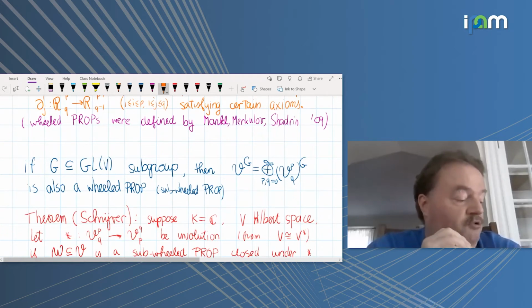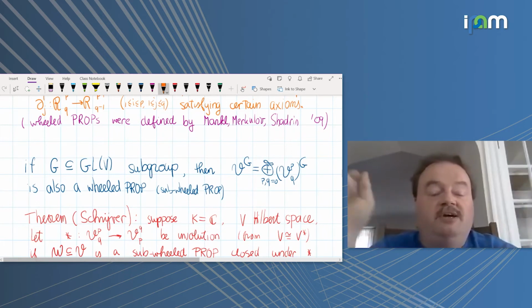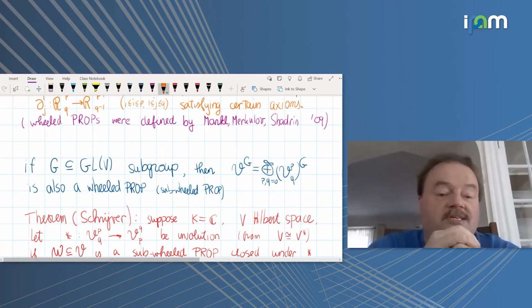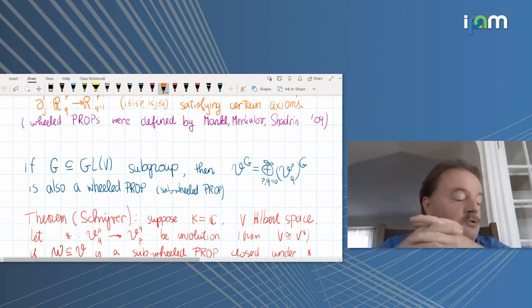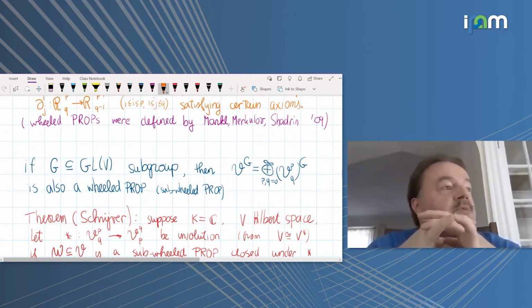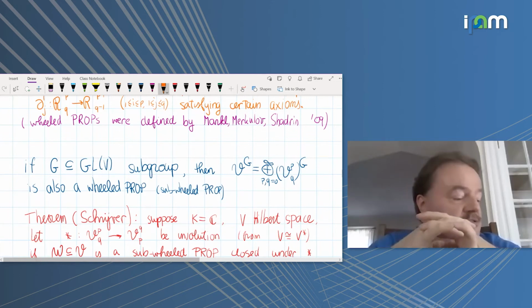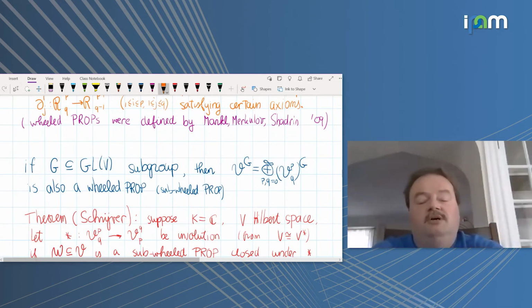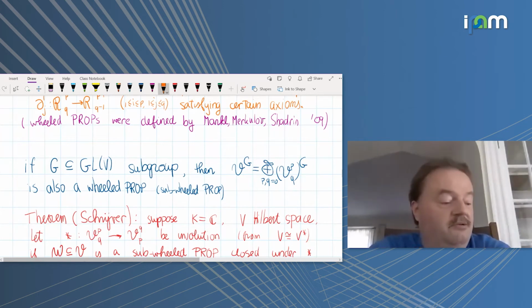And that's also a wheeled prop, because if I take, for example, two G-invariant tensors, the tensor product is also a wheeled prop, and same if I do contractions, etc. So for that reason, if you're studying invariant theory, in particular invariant tensors, then these wheeled props are the most natural thing one could think of, in terms of structure.